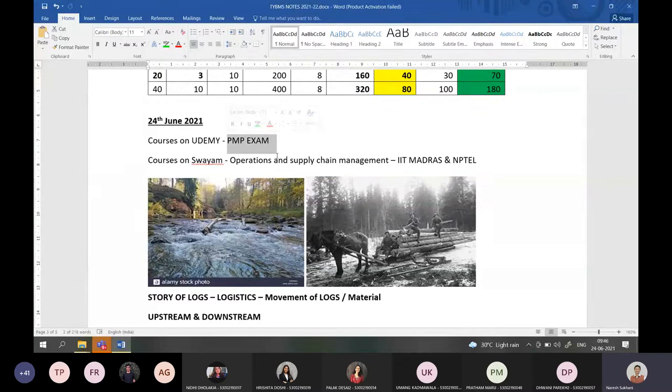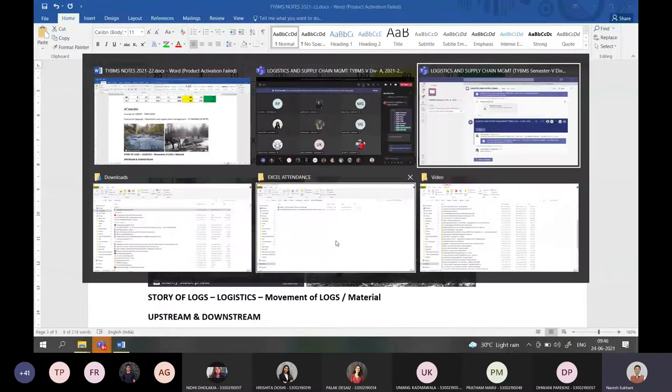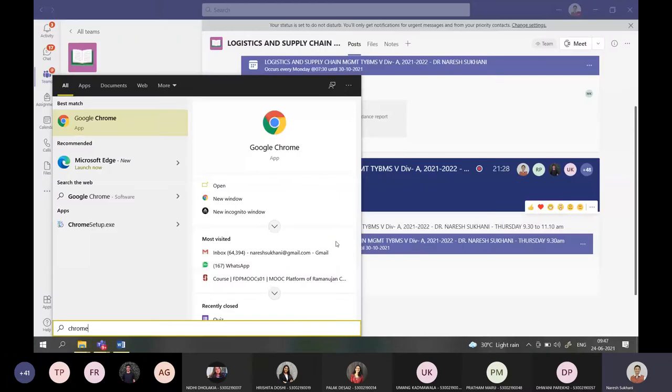All right, then courses on Swayam. One course which I would want you to do is on operation and supply chain, which is from IIT Madras and NPTEL, a free course on the Swayam platform. I'll show you where it is. The reason why I'm investing time and effort in this is because I would want you to do these courses and get some niche.